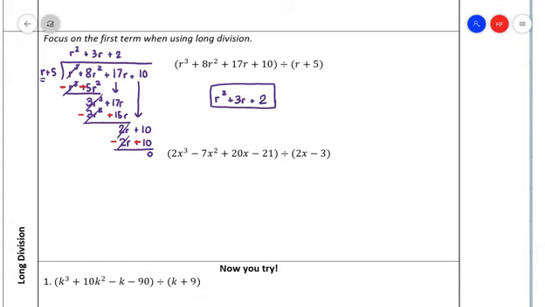Then for the next one, we're going to do the same thing. We want to make sure that all of our powers are there. We go 3, 2, 1, constant. So they're all there. I'm going to write it over here. And on this one, we see that we're using a 2x that we're focusing on, and it's going to work the exact same way. So we focus on the first term.